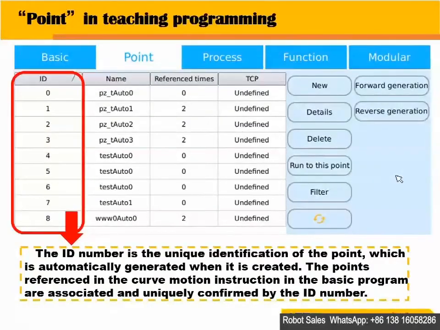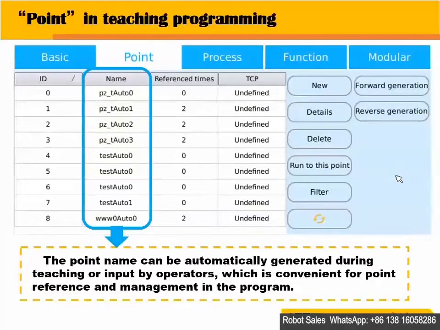The ID number is the unique identification of the point, which is automatically generated when it is created. The points referenced in the curve motion instruction in the basic program are associated and uniquely confirmed by the ID number. The point name can be automatically generated during teaching or input by operators, which is convenient for point reference and management in the program.